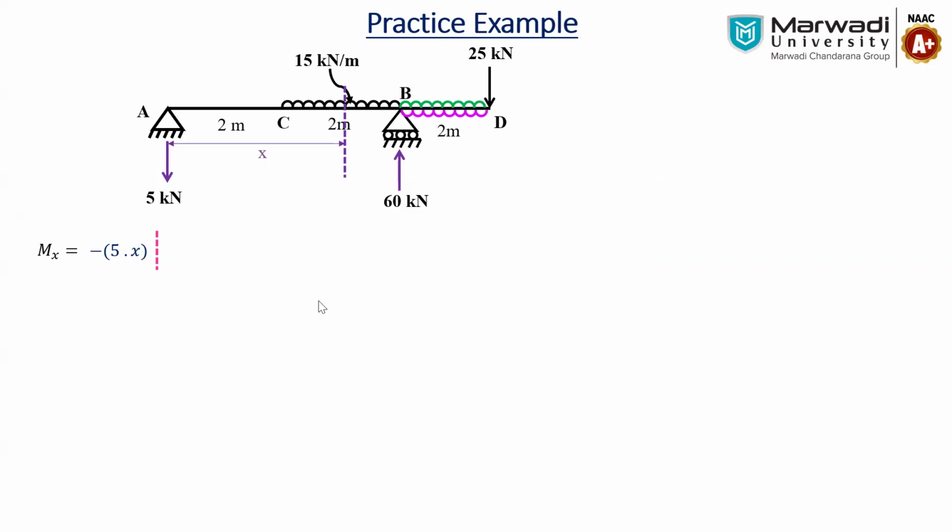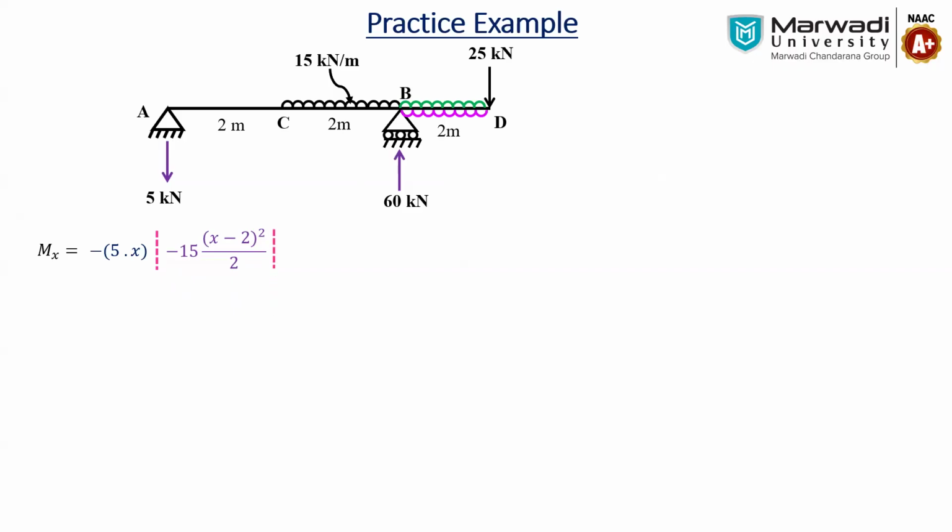So what is the moment over here? It is something like this: 15 into x minus 2 into x minus 2 by 2. So that is minus 15 into x minus 2 whole square by 2. Now, again, we will change the section. We are crossing the support. We are going to the overhang portion.